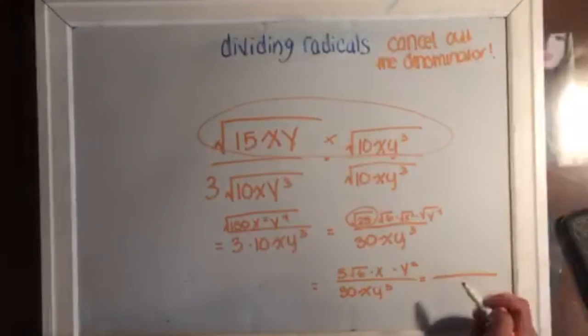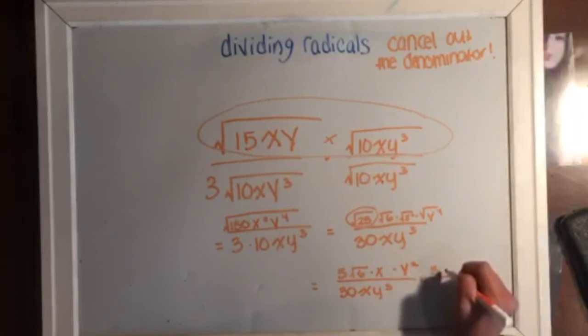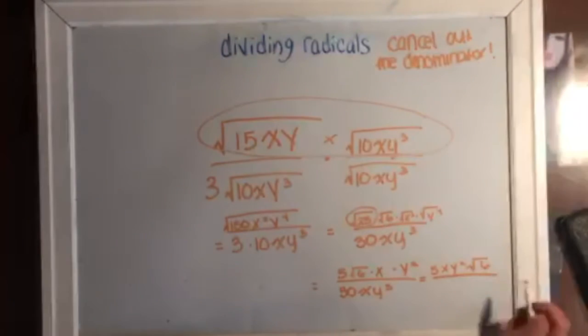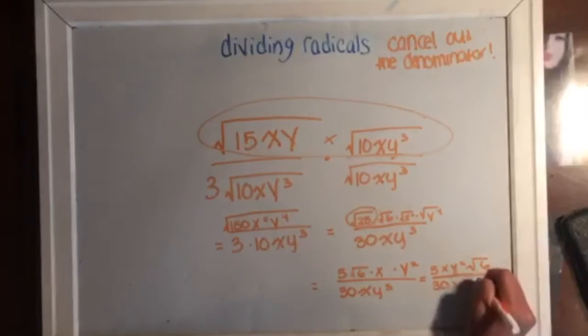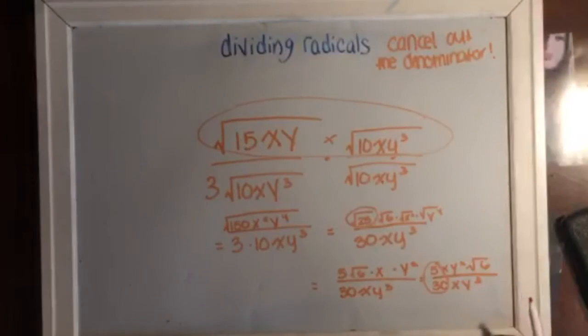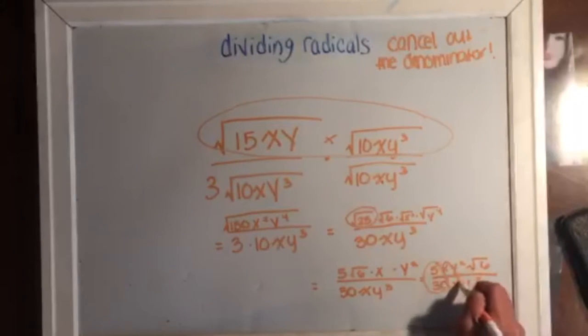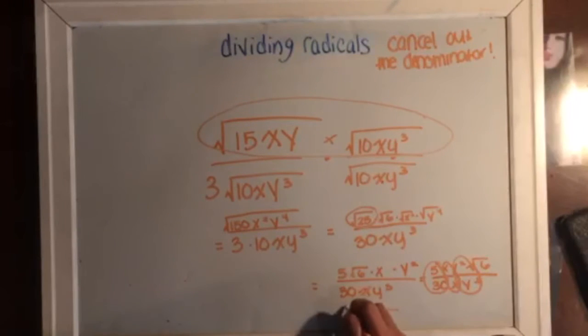Now we're going to need to continue to simplify this. So first we're going to combine the like terms, or everything that's not under a radical sign. So 5xy squared times rad 6, and the denominator is going to remain 30xy to the third. So to simplify this even more, 5 over 30 simplifies to 1 over 6, and the x's are going to cancel out on the top and bottom. And what you're going to do is subtract y squared, since it's in the numerator, minus y to the third.